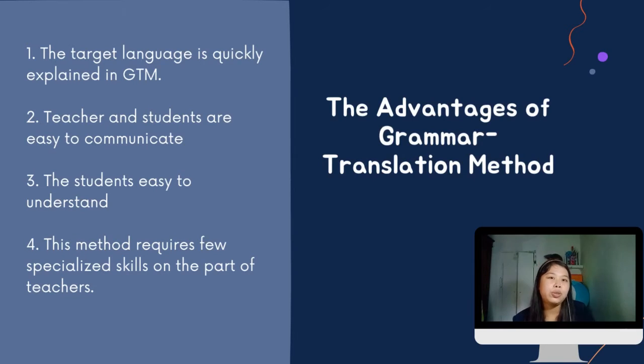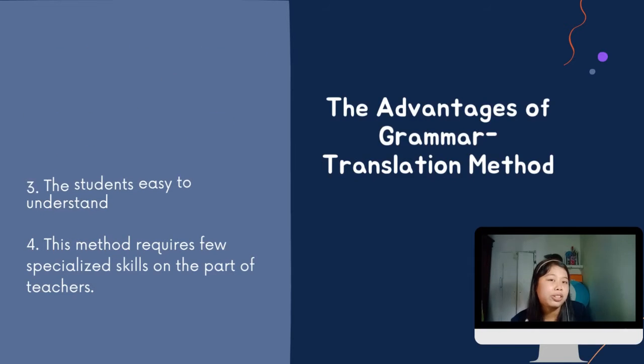Number three, the student understands easily because of the grammatical lesson. Because ESL students don't successfully have the ability to translate English. The last one is that this method requires few specialized skills on the part of the teacher. Grammar rules and translation tests are easy to construct and can be objectively scored.